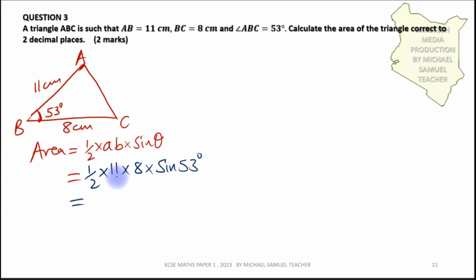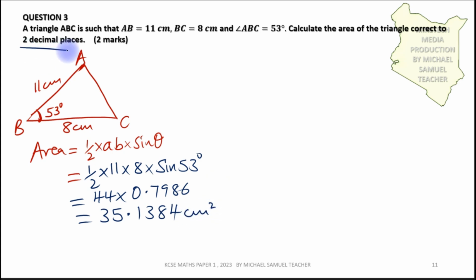Therefore, a half times 11 times 8, that is 44, times sine 53 using calculator will be 0.7986 to 4 significant figures. So if you multiply by 44, you get 35.1384 centimeter squared. But the question requires 2 decimal places. So to 2 decimal places will be 35.14 centimeter squared. So that is the area of the triangle.